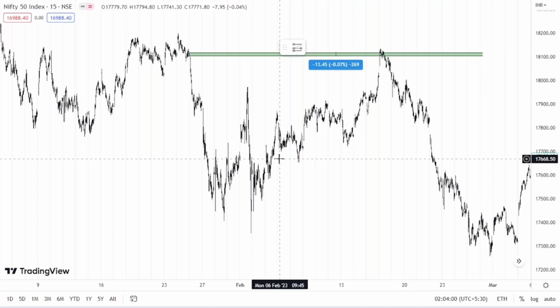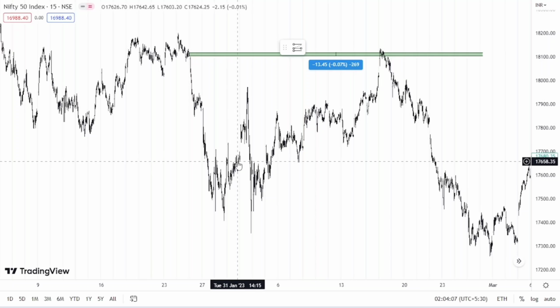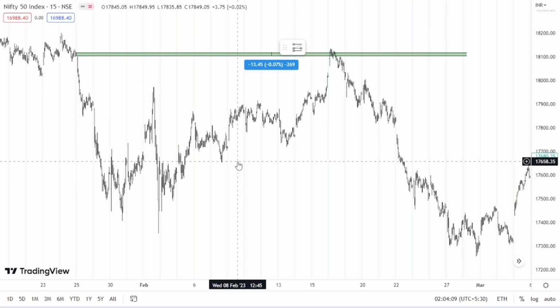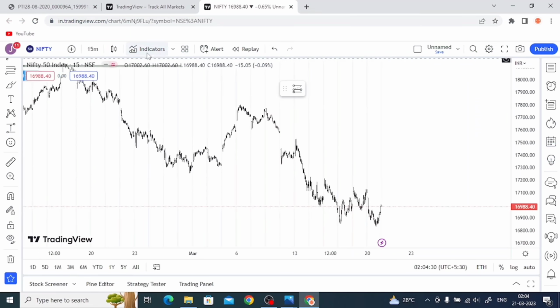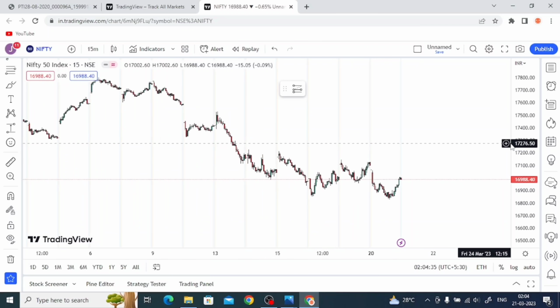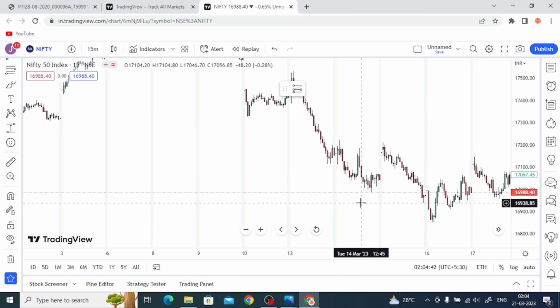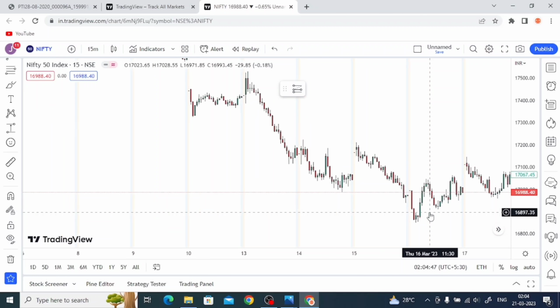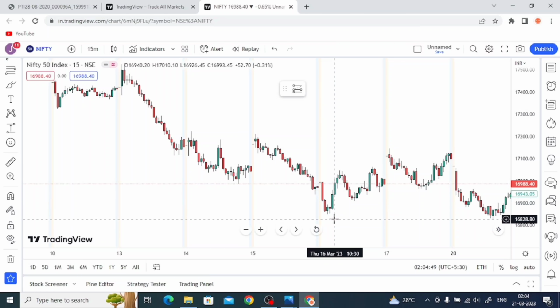Okay, next we are going to see the demand zone. The same way you mark the demand zone, you should identify that place. Where is the demand zone? Wait. Exactly.